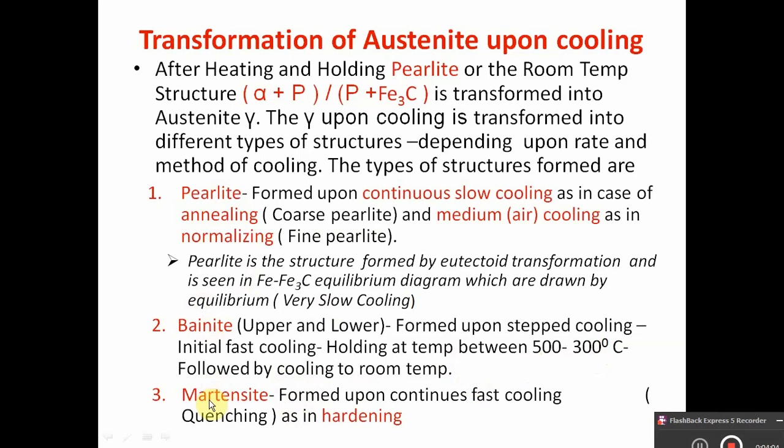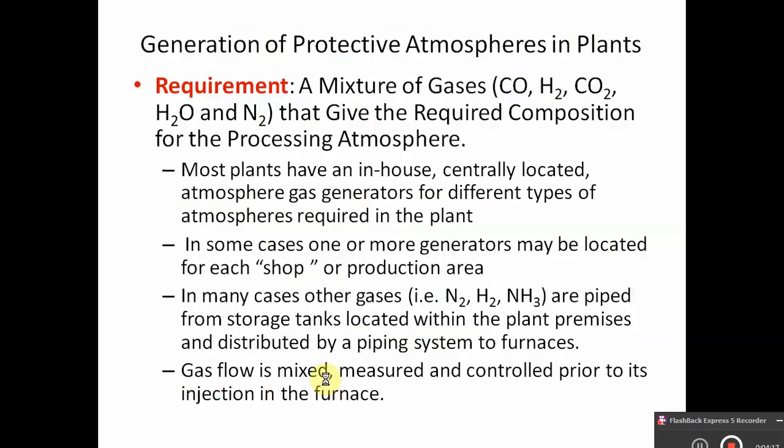And for martensitic structure, upon very fast or rapid cooling, the castings in oil quenching or water quenching will give a martensitic structure. That is, all austenite will get transformed into 100% martensitic structure.